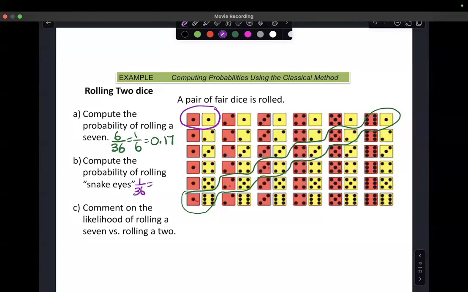Let me find what that fraction or decimal is. 0.03. Definitely unusual, right? Because it has less than a 5% probability. So we have a 17% chance of rolling a 7, not unusual, and a 3% chance of rolling snake eyes. That is unusual. So we want to comment on the likelihood of rolling a 7 versus rolling a 2. You are 6 times more likely to roll a 7 than a 2. Makes sense? We doing good so far?